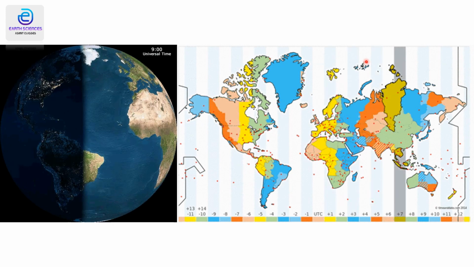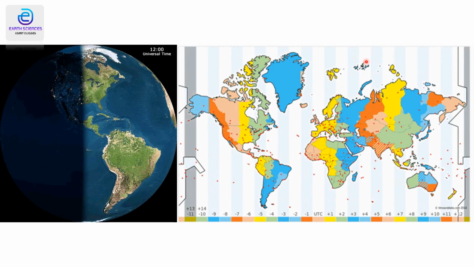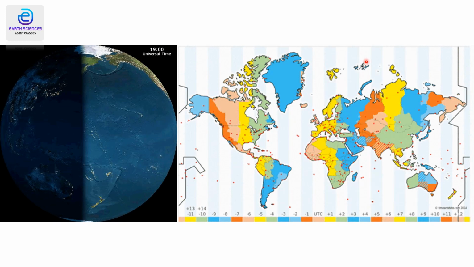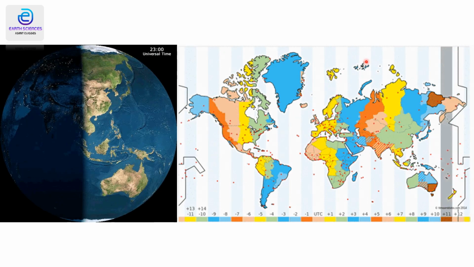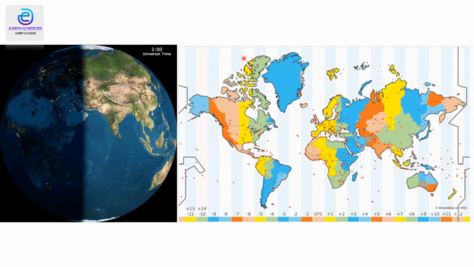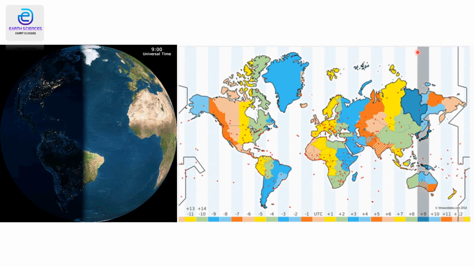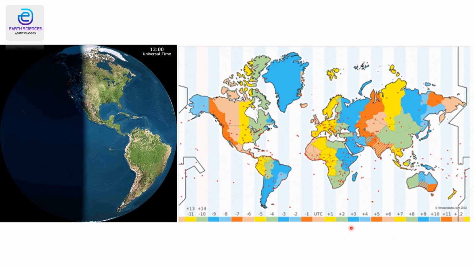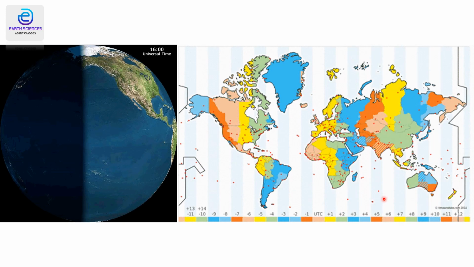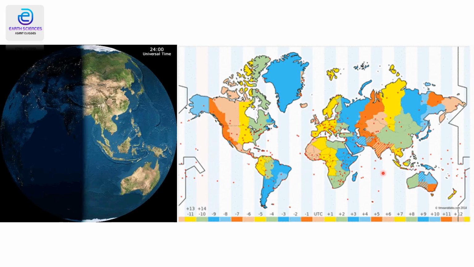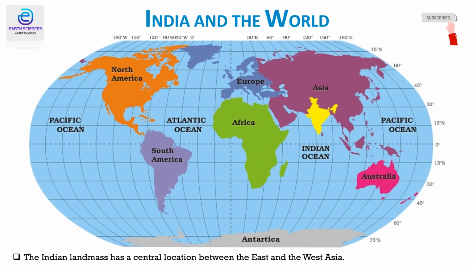So the part of Earth which faces the Sun encounters daylight conditions and the part away from the Sun encounters night conditions. Because it rotates 360 degrees in 24 hours, it rotates 15 degrees in 1 hour. Because India has a longitudinal extent of 30 degrees, the time difference between its two extreme east and west points is 2 hours. That's why we have taken a standard meridian passing through 82 degrees 30 minutes, so it represents the mean standard time for India. Indian landmass has a central location between East and West Asia, as we can notice from this diagram.